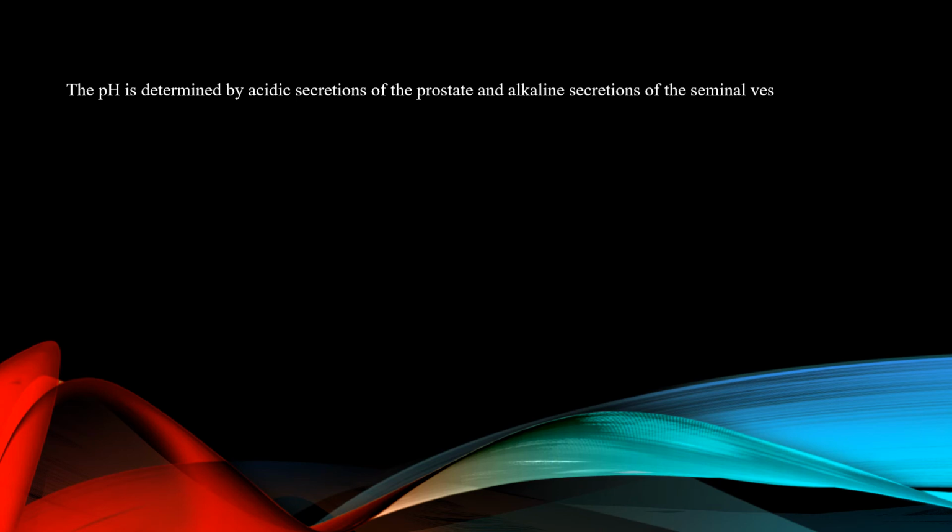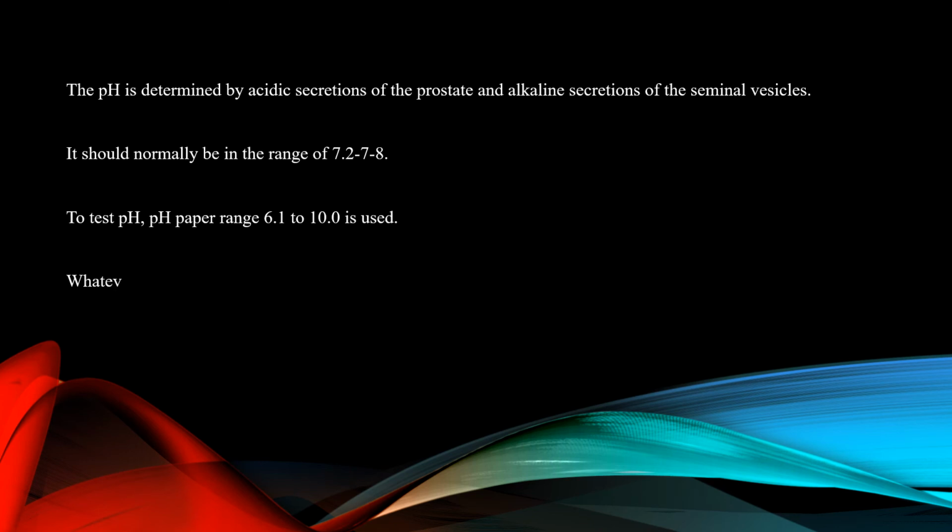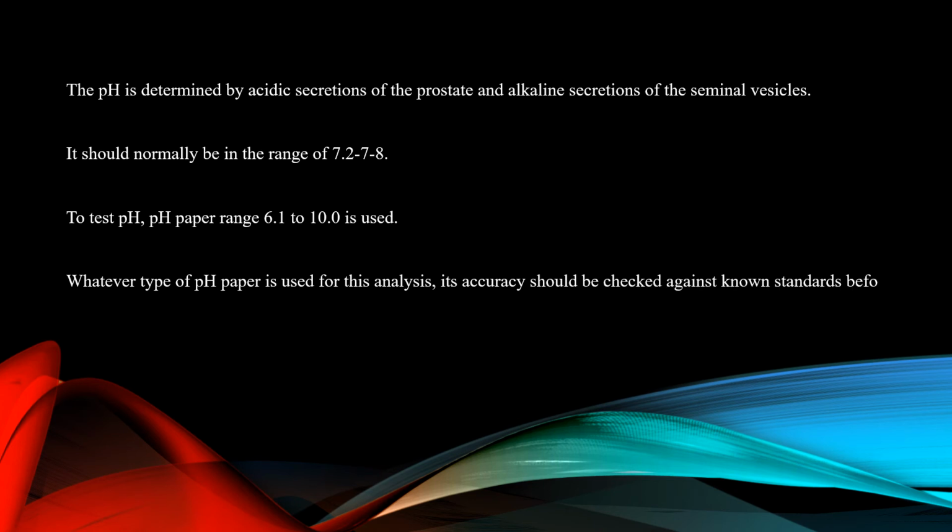Semen pH. The pH is determined by acidic secretion of the prostate and alkaline secretions of the seminal vesicles. It should normally be in the range of 7.2 to 7.8. To test pH, paper with a range of 6.1 to 10 is used. Whatever type of pH paper is used for this analysis, its accuracy should be checked against known standards before the use in routine semen analysis.